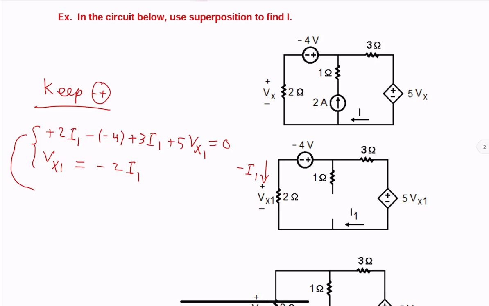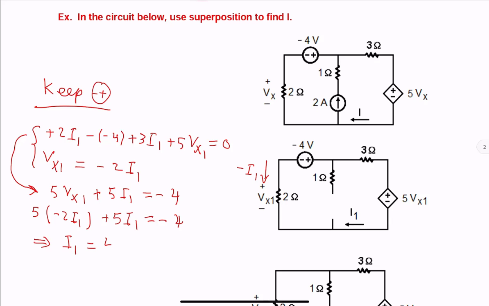First equation gives us 5Vx1 plus 5I1 equal to negative 4. Substitute for Vx1, we have 5 times negative 2I1 plus 5I1 equal to negative 4. And from here, I1 is 4 over 5, equal to 0.8.